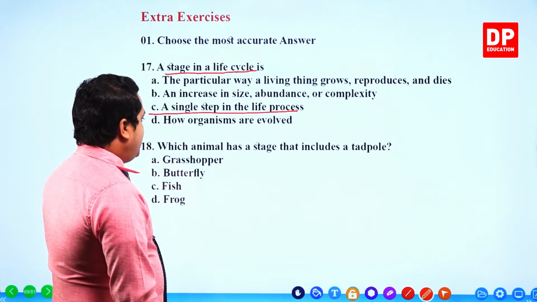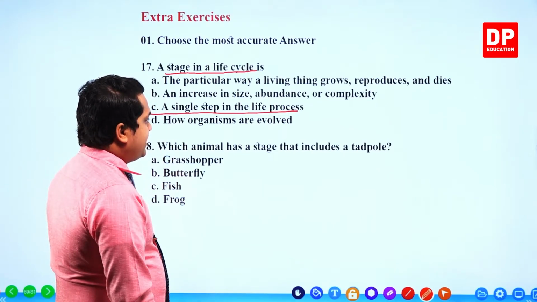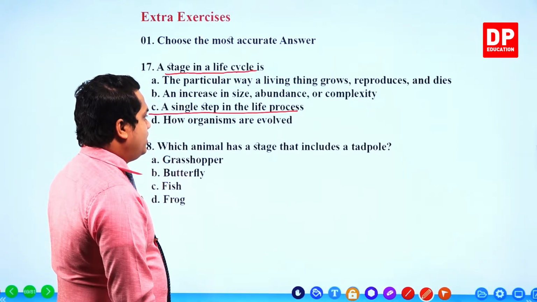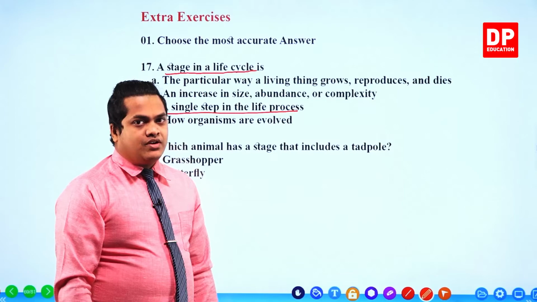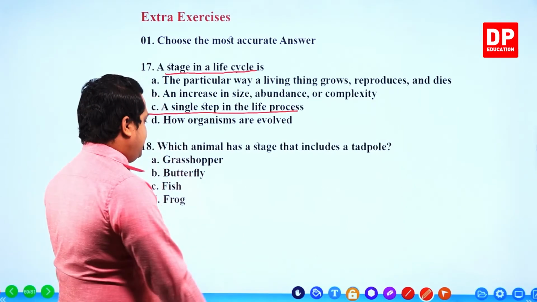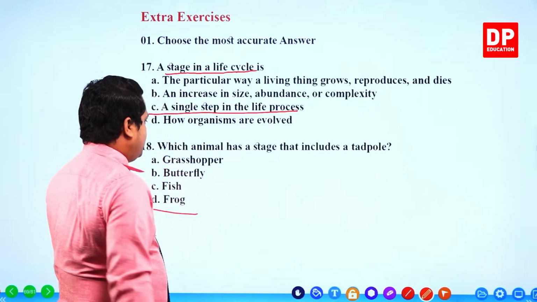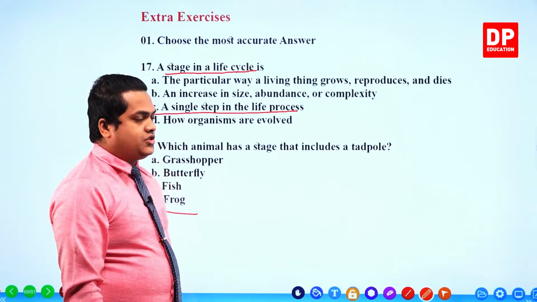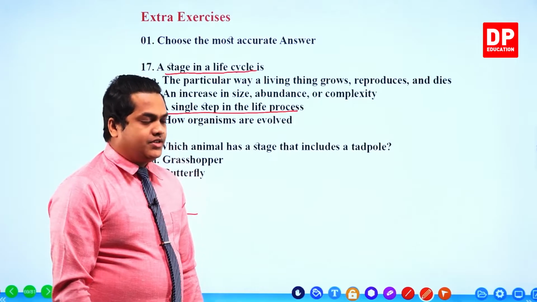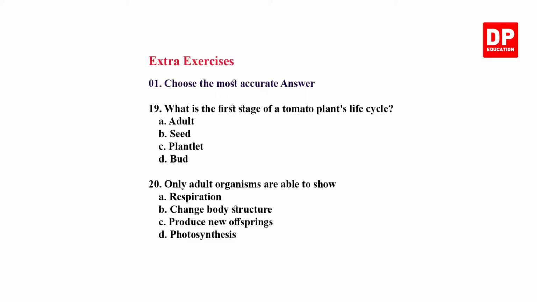Next one. Which animal has a stage that includes a tadpole? Pretty much straightforward, my dear children. Tadpole stage can be observed in the life cycle of a frog. Not in grasshopper, not in butterfly, not in fish, but in frog. Right? What is the first stage of a tomato plant's life cycle?